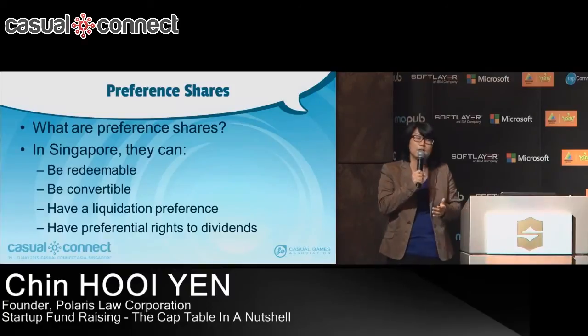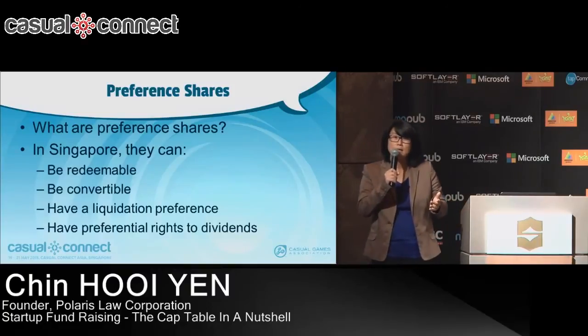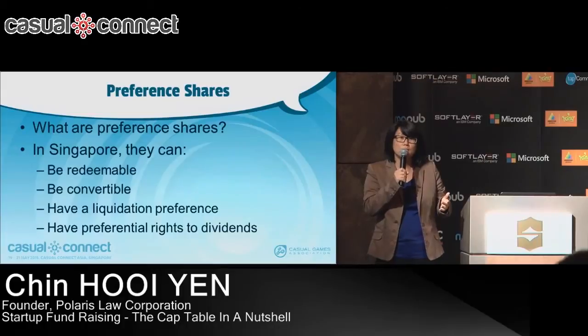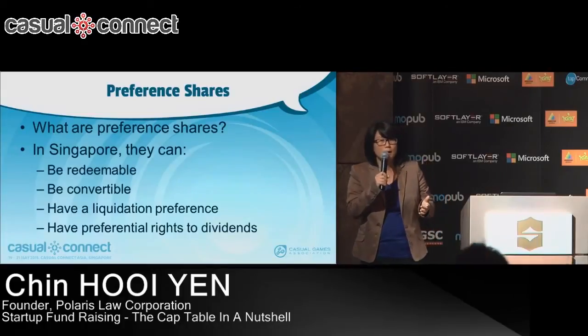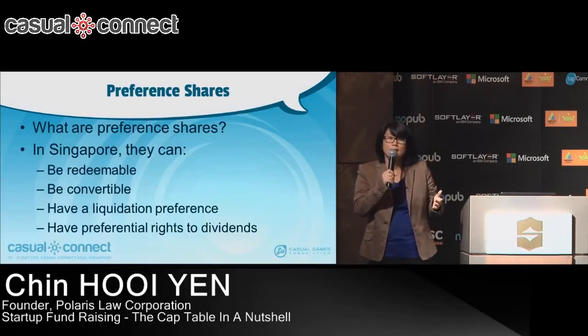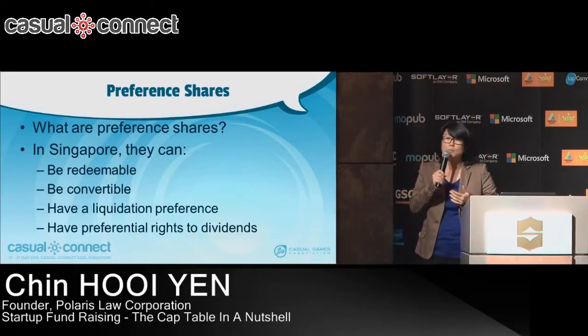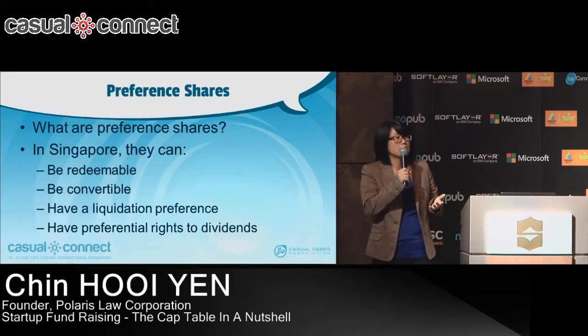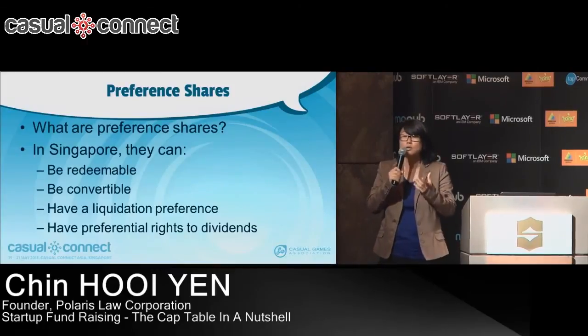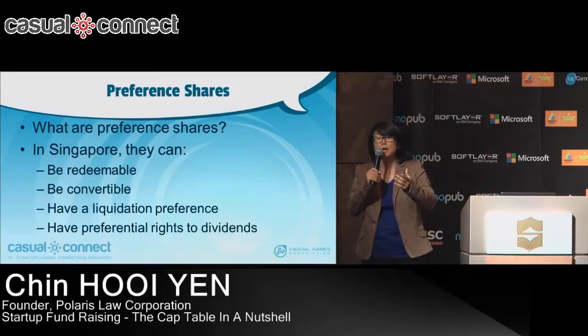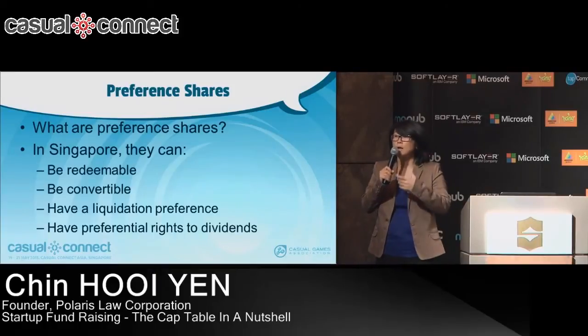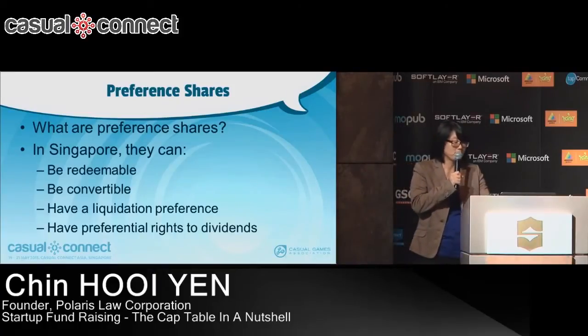They can have a liquidation preference, which means that if the company is sold or if there is liquidation, then the preference shareholder may get a sum of money in preference ahead of the ordinary shareholders, and there could be preferential rights for dividends. In other words, the holder of preference share could enjoy dividend payment over and above the ordinary shareholders, right?